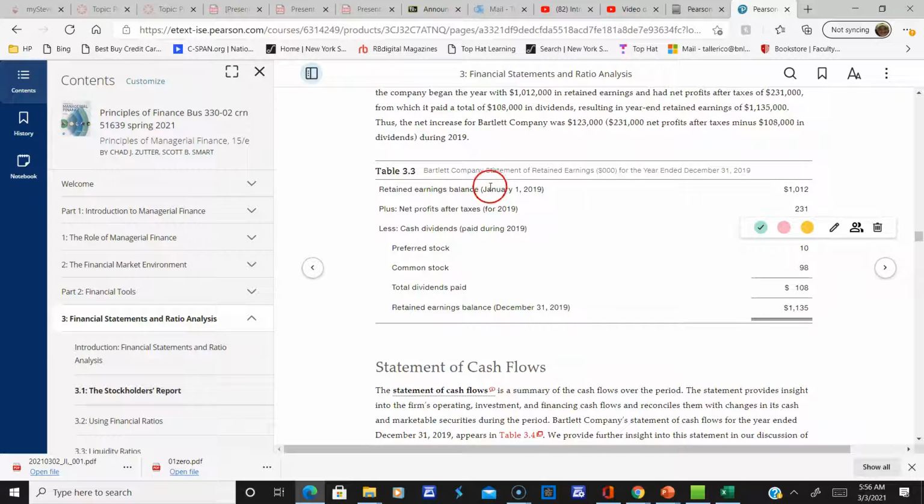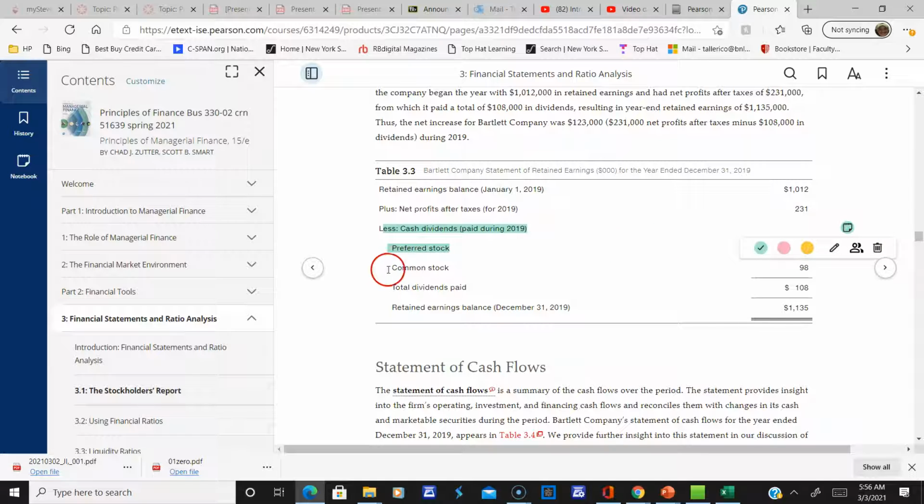So here's the retained earnings from the beginning of the year. Everyone see that? Here's the beginning of the year. All right, so here's the net profit after taxes from the income statement. Okay, the very bottom of the income statement, right? Now here you are paying out your cash dividends, preferred and common, so you can see basically they're taking off what they paid out and did not retain.